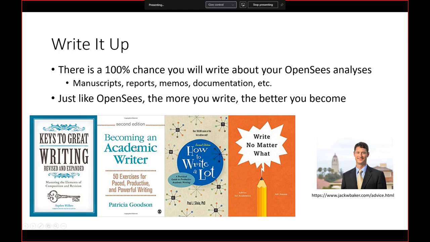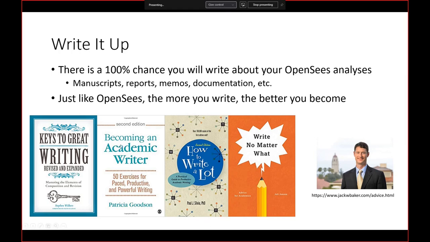And then in terms of some exercises and things that will help you become a better academic writer, this book by Patricia Goodson has been very helpful. And then in terms of getting a schedule, finding time to write, which is a myth, you've got to reserve time or protect time to write. This book, How to Write a Lot, is very, very good. And then in terms of maintaining motivation, Write No Matter What, I found to be a very good book.